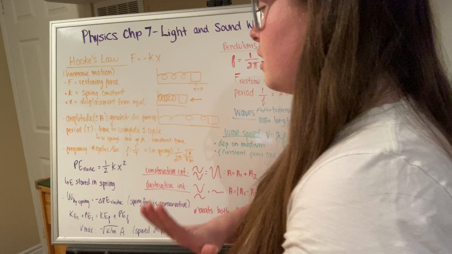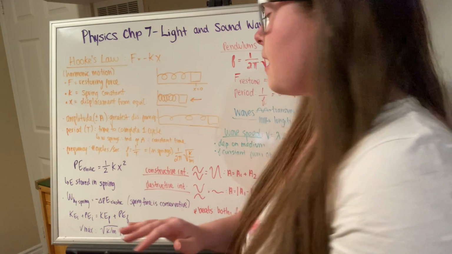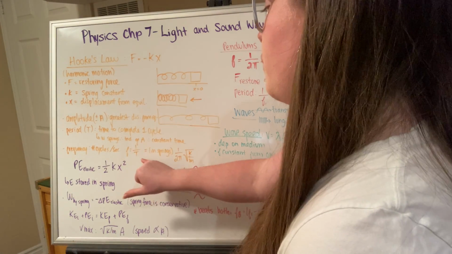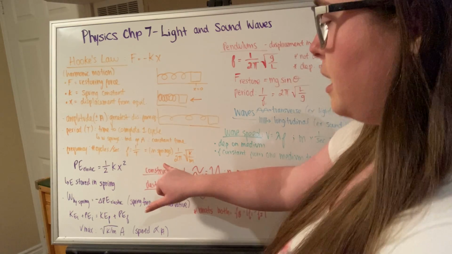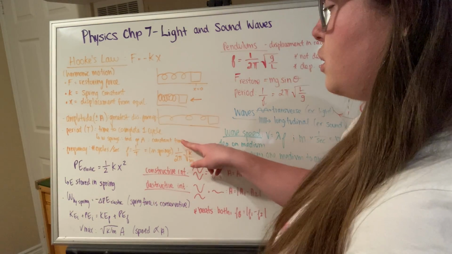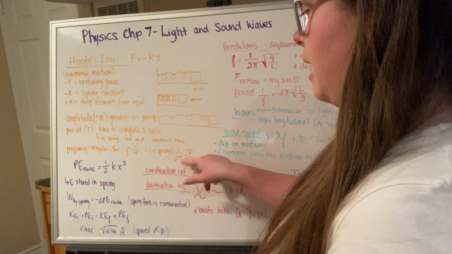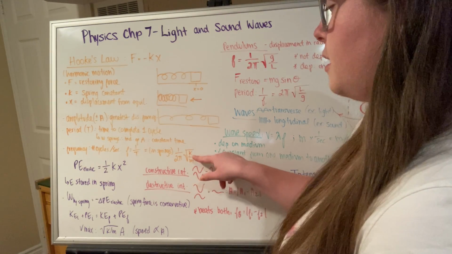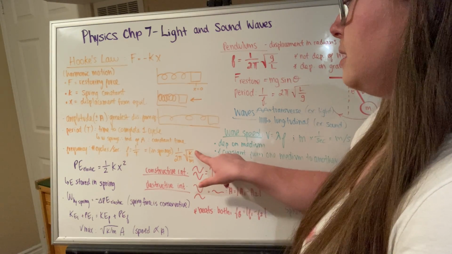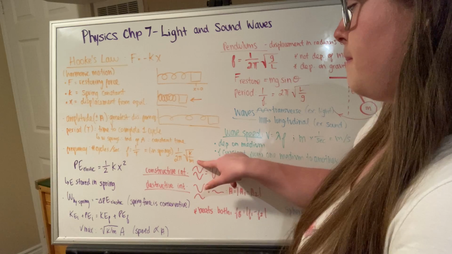Frequency is the number of cycles per second. So f equals 1 over the period. And in springs, it's actually f equals 1 over 2 pi times the root of k over m. So you can see we're using the spring constant and the mass.